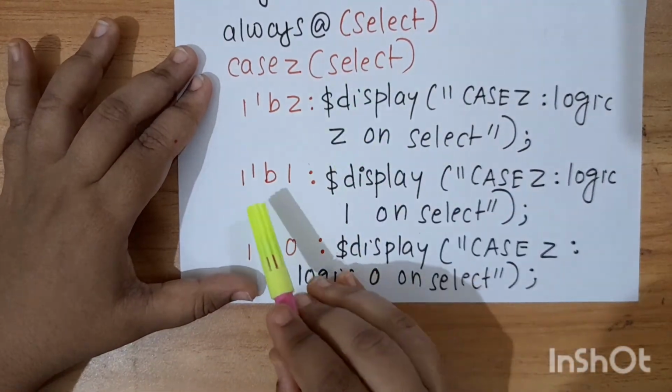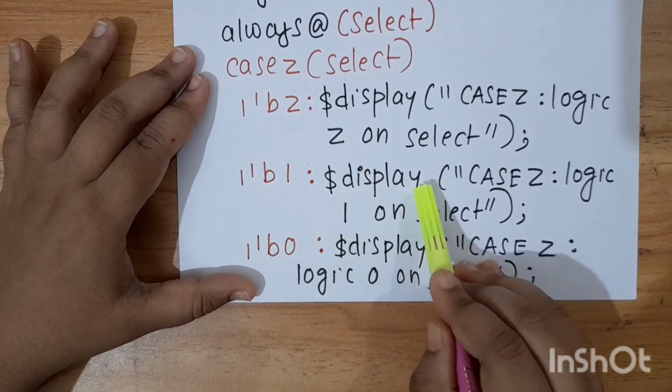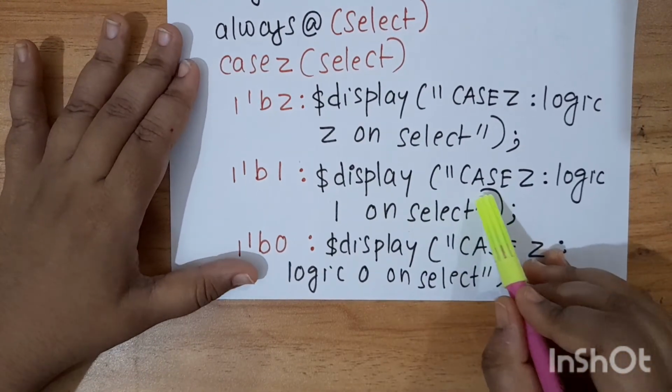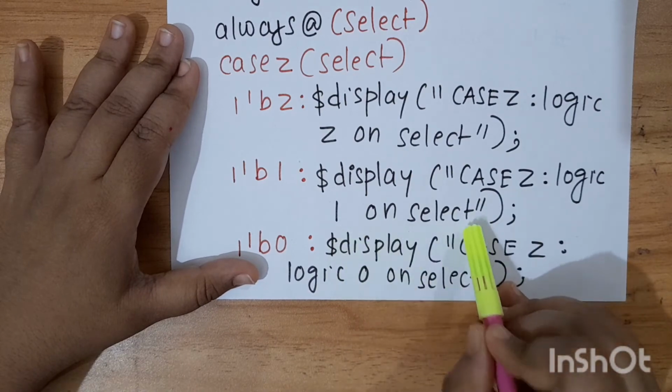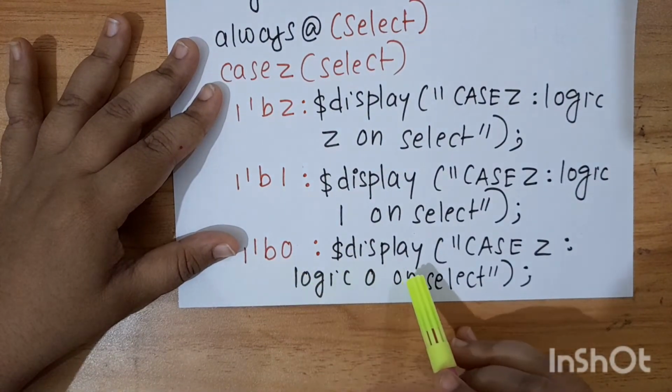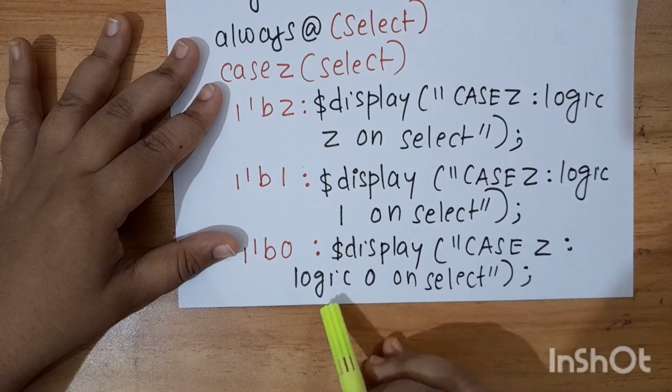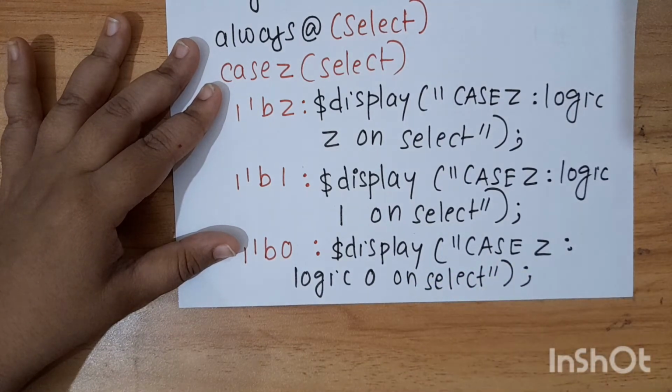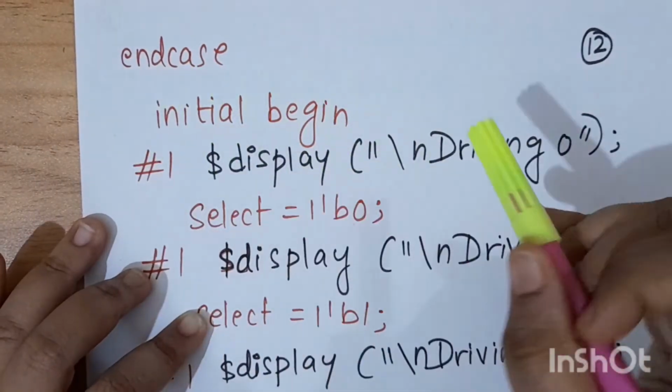Whenever the case item is 1'b1, $display is put as "KZ: logic 1 on select". Whenever the select is 1'b0, $display is "KZ: logic 0 on select". I have endcase for the case statement.